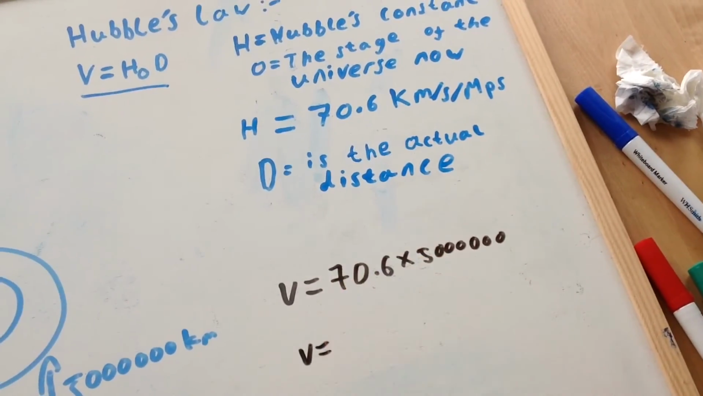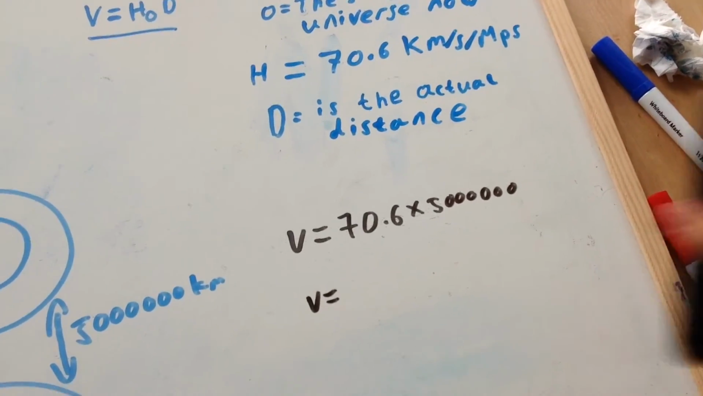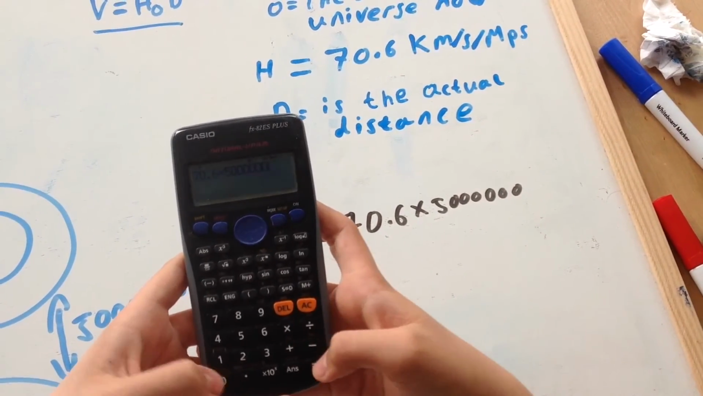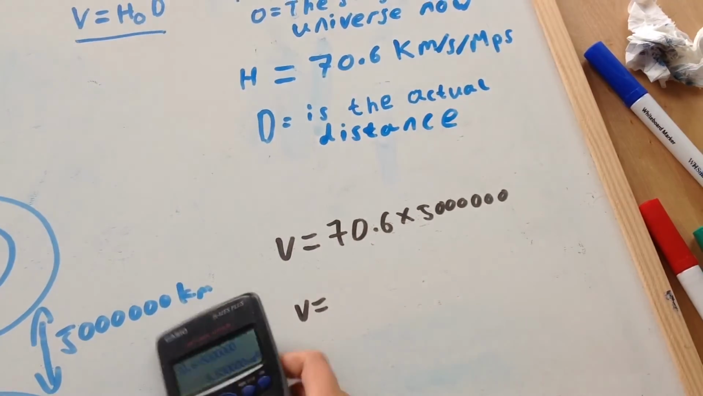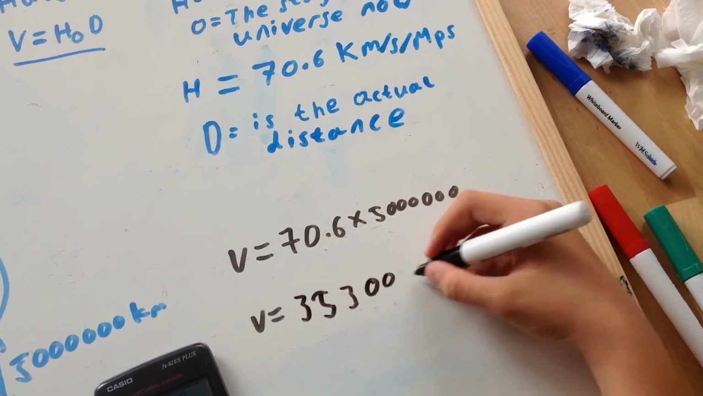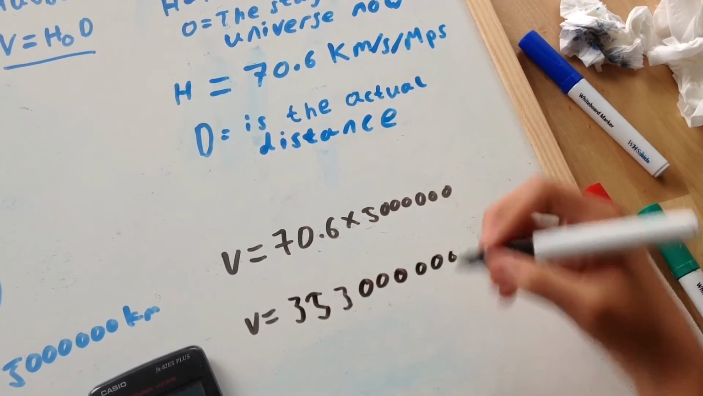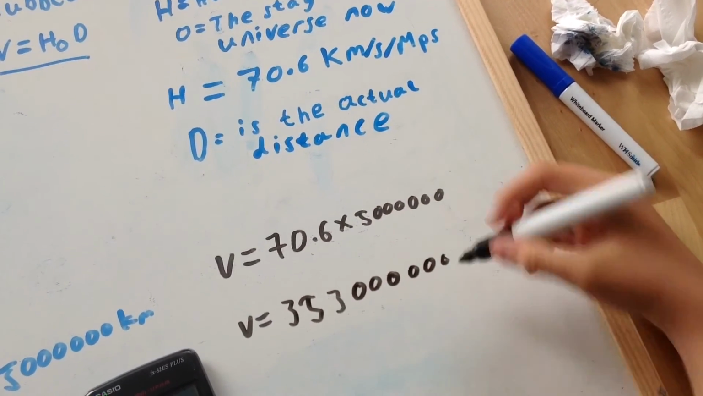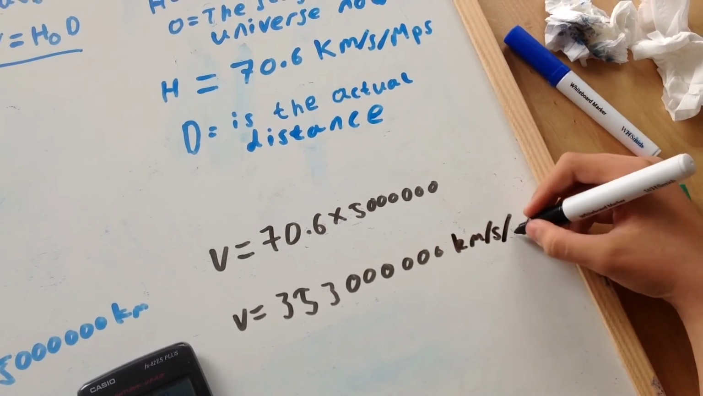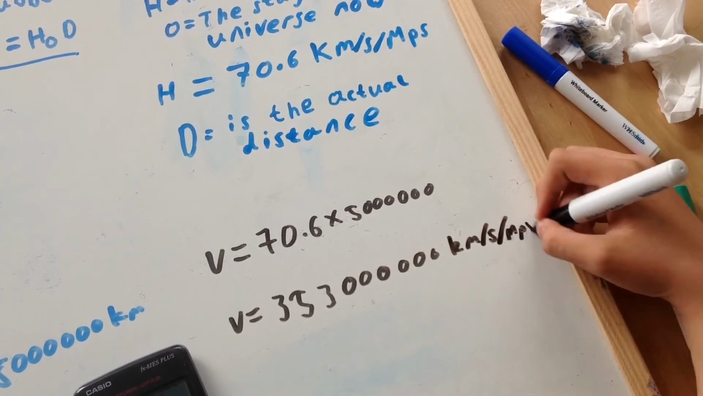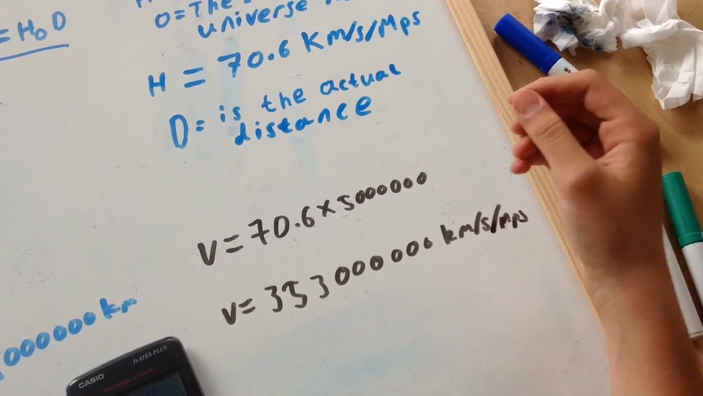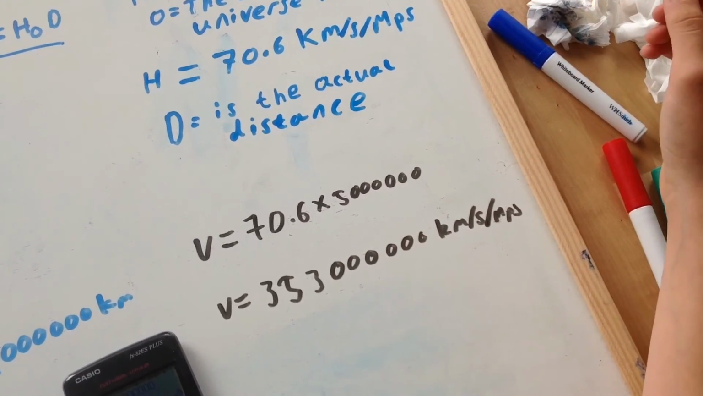So it's 70.6 times 5 million. Let's get our calculator out. 70.6 times 5 million equals 353 million. Now that's a very large number. So it's moving at 353 million kilometers per second per megaparsec. So basically it's moving 353 million kilometers per second per 3.3 light years.